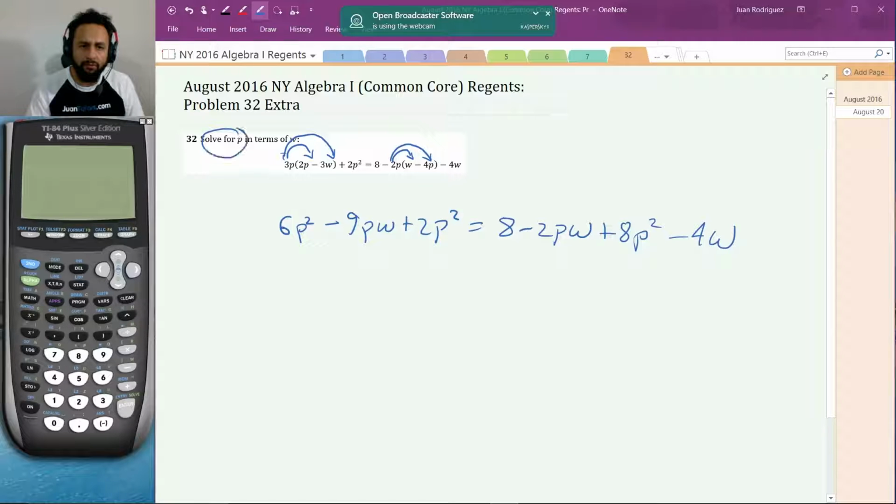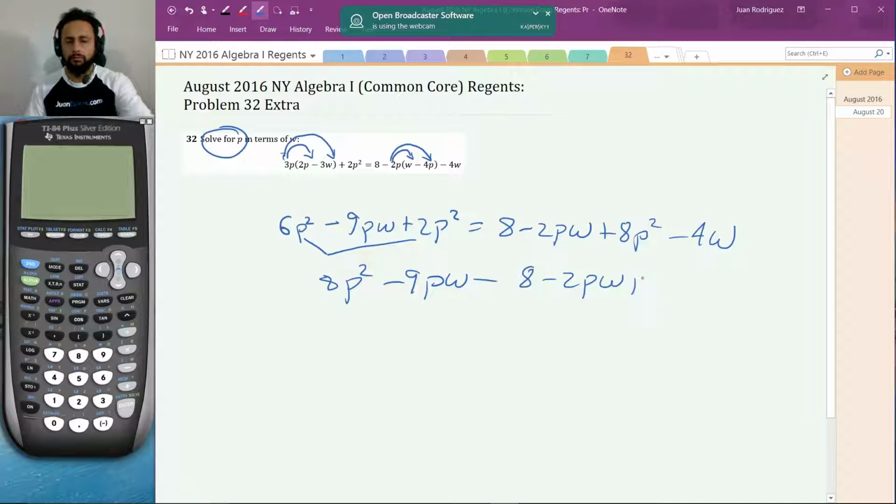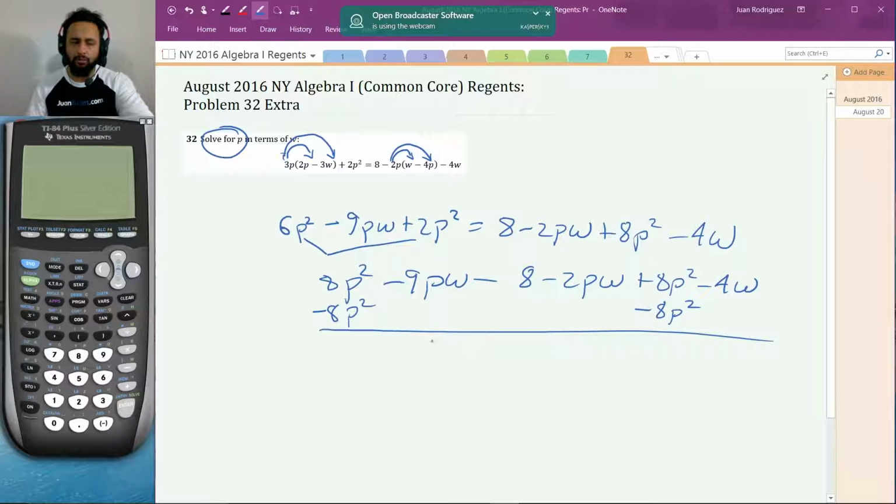Okay, remember that we're trying to solve for p in terms of w. So we're going to isolate the p. That's our end goal. I'm going to combine like terms first. 6p squared and 2p squared is 8p squared minus 9pw. Let's see, 8p's, any like terms here? No, so 8 minus 2pw plus 8p squared minus 4w. I see an 8p squared on the left and the right. I'm going to get rid of that right away. And that actually simplifies the problem a lot, because now you don't have a p squared term at all, which is nice. So minus 9pw equals 8 minus 2pw minus 4w.